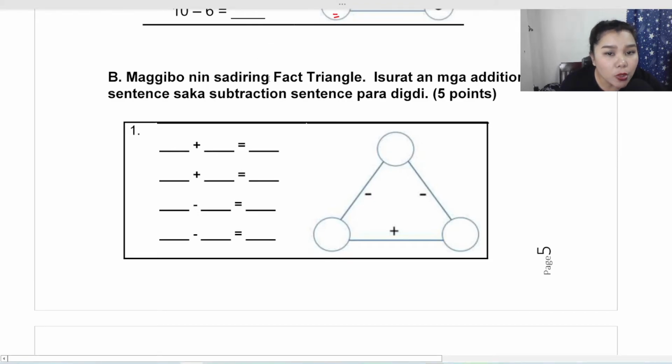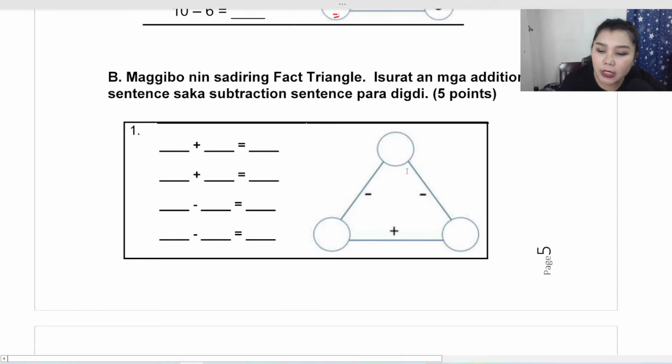So, magkibo nin sa diring fact triangle. Maybe a 1-digit number or a 2-digit number. Huwag masyadong mahirap na numbers to fill in the fact triangle, and then isurat ang mga addition sentence saka subtraction sentence para tigdi. So, after you complete a fact triangle, isip ka lang muna ng ano.